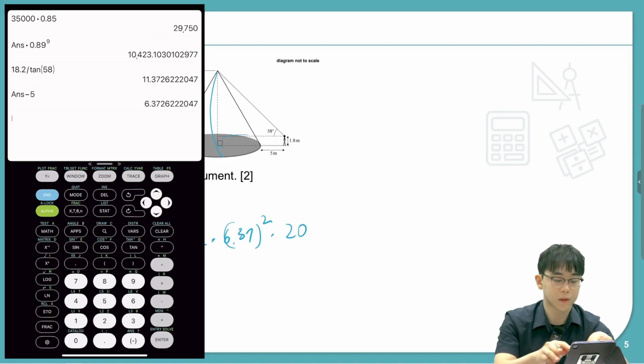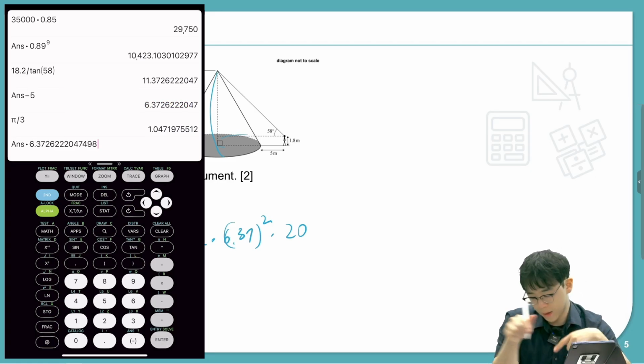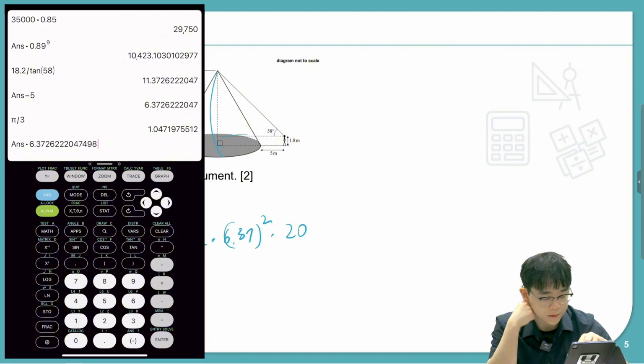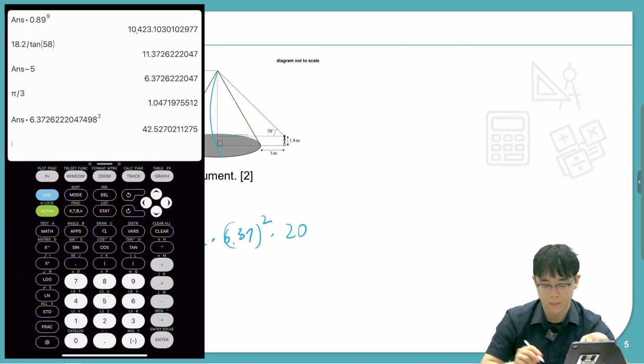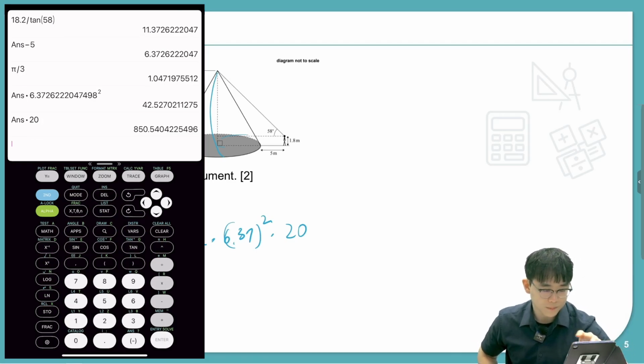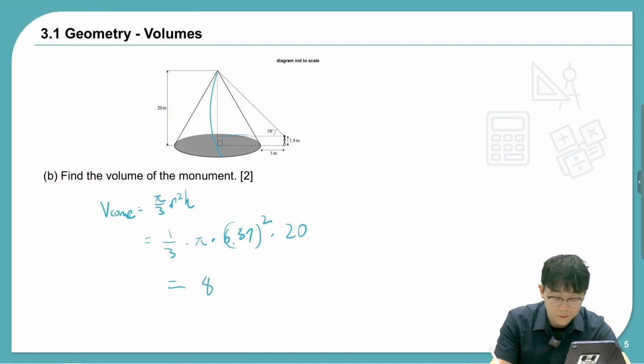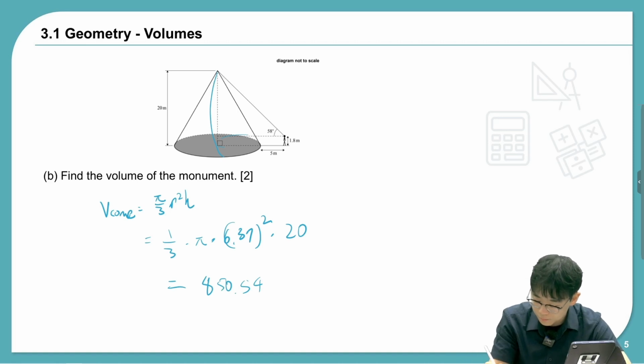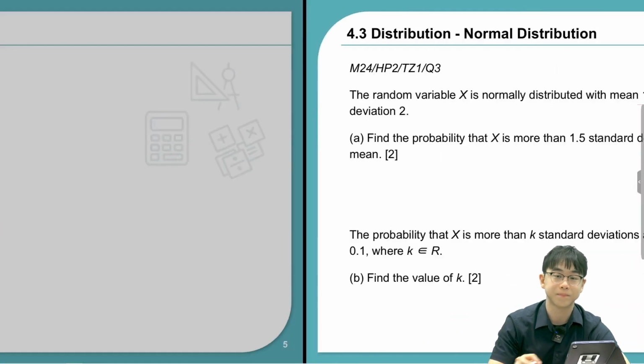Okay. So using our calculator, we would get... Quick tip here is instead of just doing 6.37 squared, you might want to use the stored value before rounding, because premature rounding may lead to you being slightly off. Usually it doesn't matter, but just in case. And that gives us a volume of 850.54 cubic meters, and this would round to around 851 cubic meters. Okay. So that's the volume of the monument.